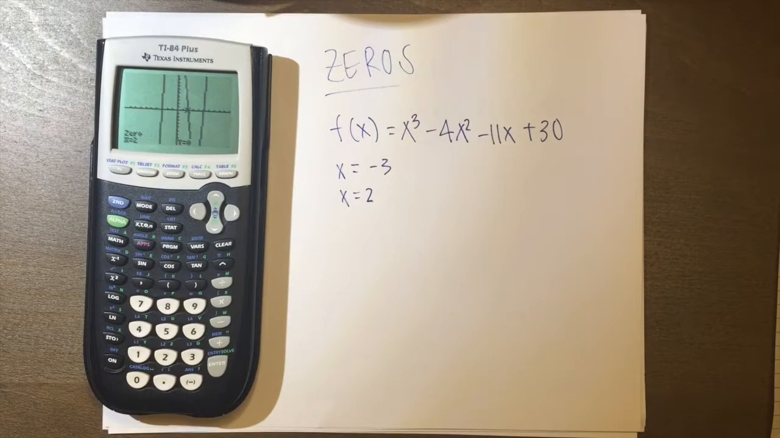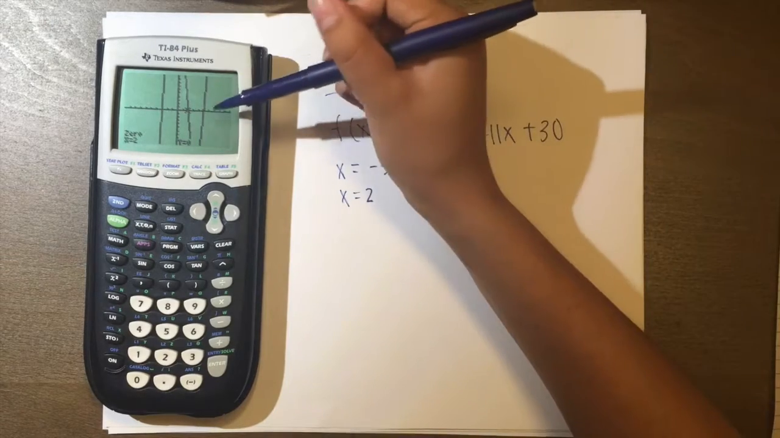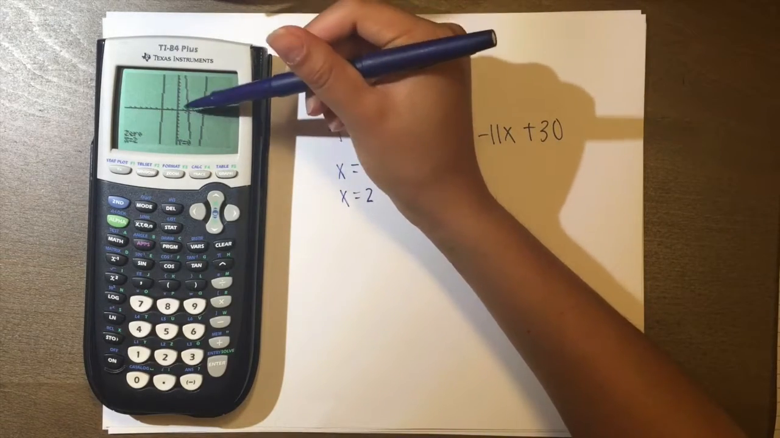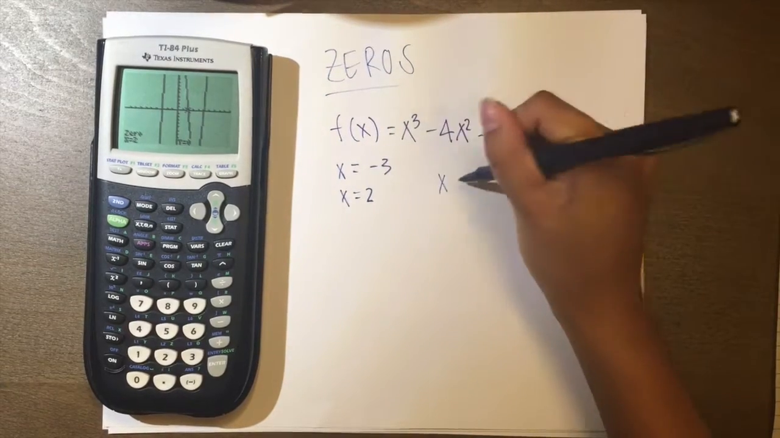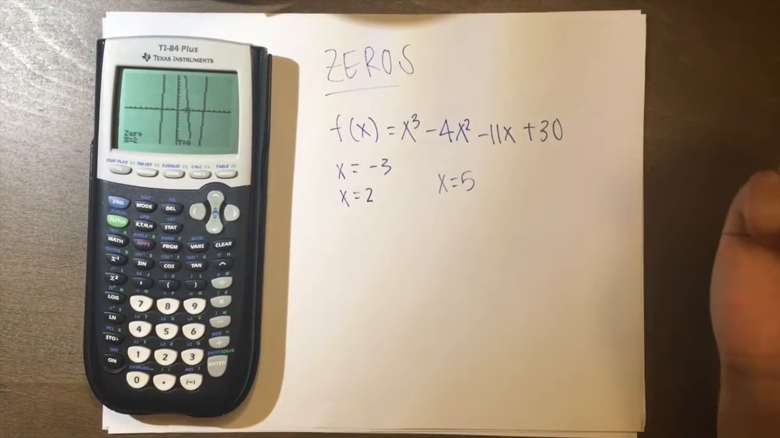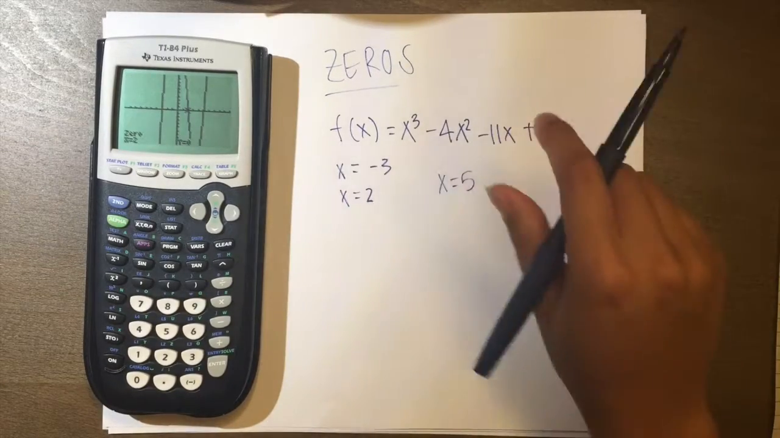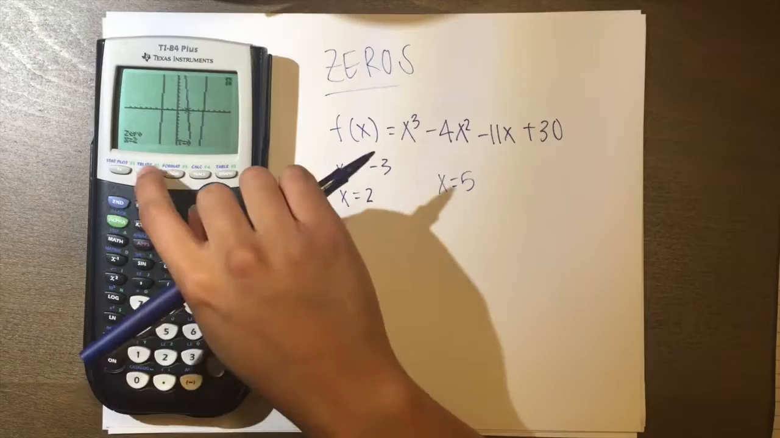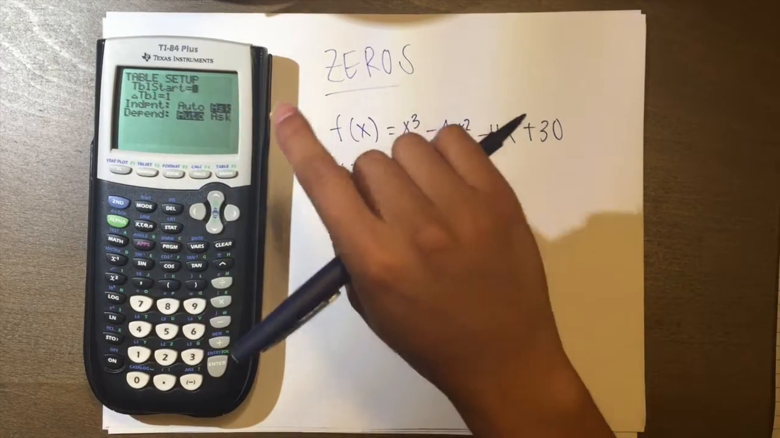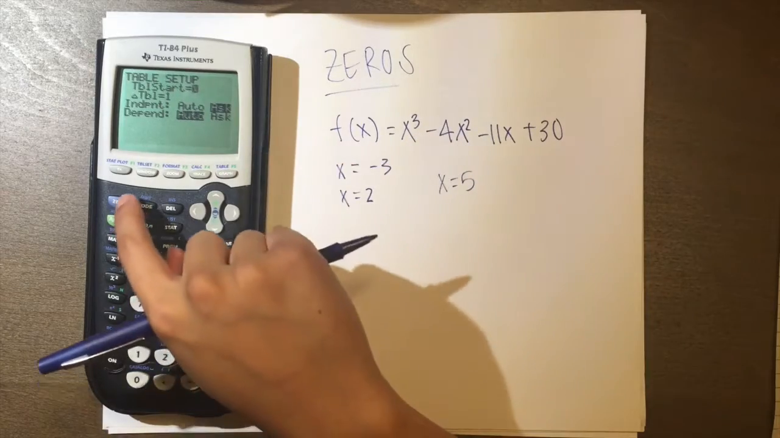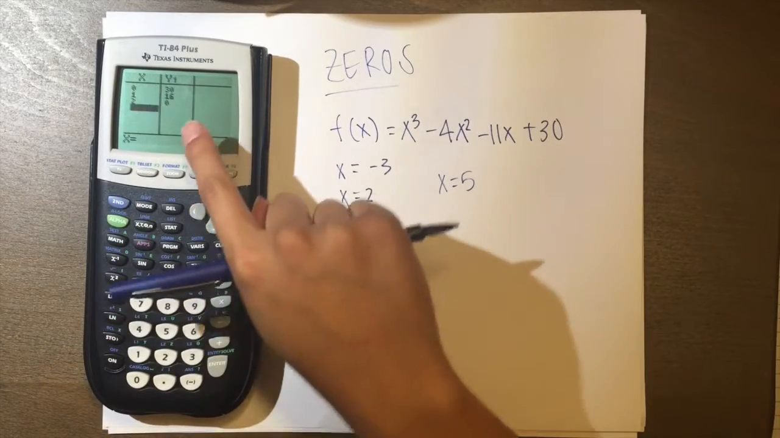Okay, so now we're going to use the guess and check method on this calculator, and we will be using the t-table to find this. So let's estimate what our last x is. Since this is 2, we can count 3, 4, 5. So let's estimate that our next zero is x equals 5. First, we want to make sure our t-table is set to the ask function for the independent variable. Once we make sure of that, we can go to second, table to see the table.